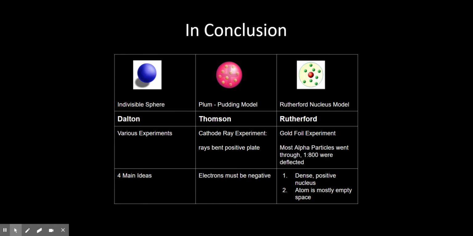And then finally, Rutherford came up with what's called the nuclear model. He did the famous gold foil experiment, and the key observation in that was that most alpha particles went through, but about 1 in every 800 of those particles aimed at that gold foil were deflected back. He concluded from this that there must be a dense positively charged nucleus in the center, but most of the volume of the atom is empty space.